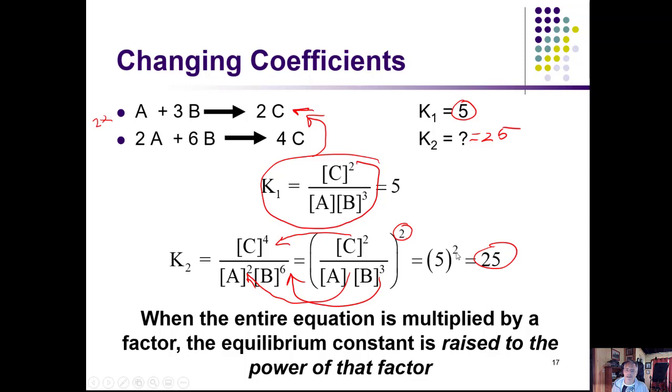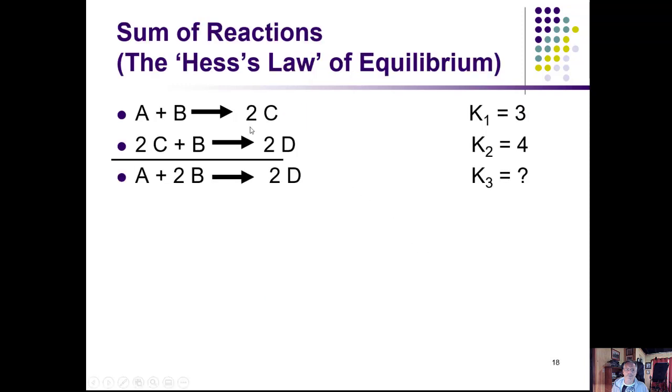Okay, so all we did was the original equilibrium constant was 5. We squared it because our multiplier was 2, and that gave us 25. If our multiplier had been 3, if I had multiplied each one of these by 3, I would have simply cubed the original equilibrium constant, and that would have given me my new equilibrium constant. Okay, that's all you have to do.